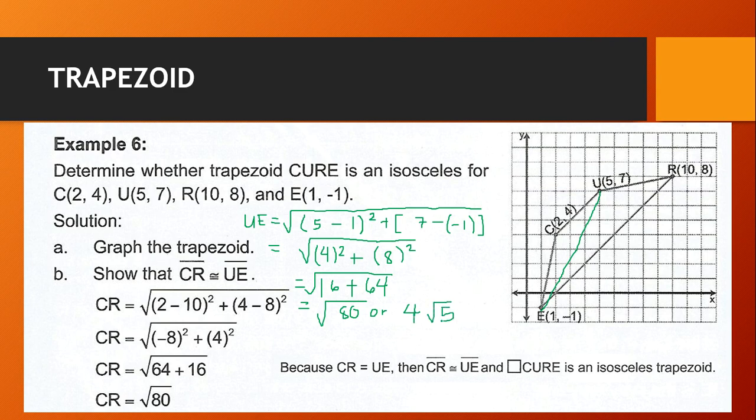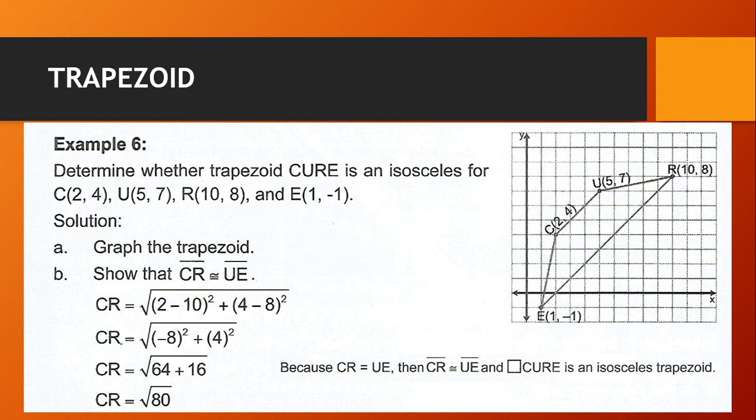Okay? So ang UE and CR are congruent, and because CR is equals UE, then CR is congruent to UE, and quadrilateral CURE is an isosceles trapezoid. Okay, so isosceles trapezoid na siya. Okay, so let's go back to this problem.